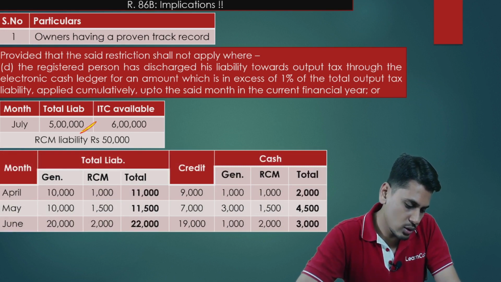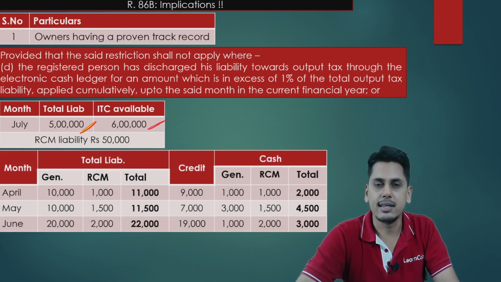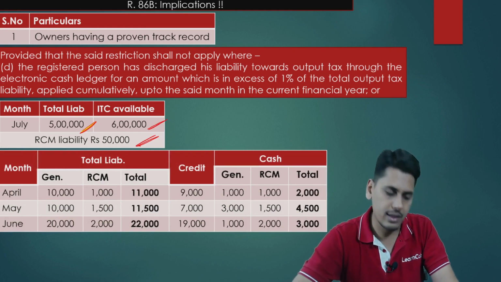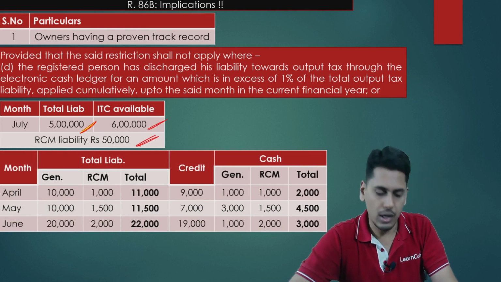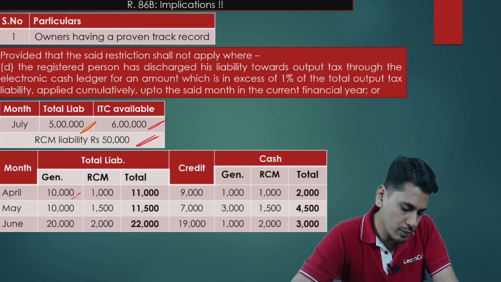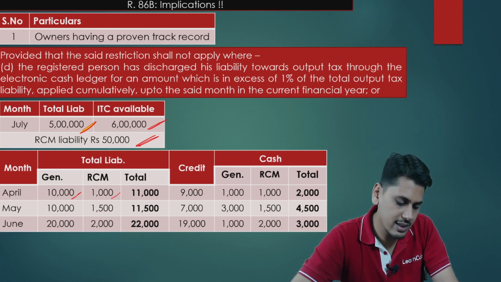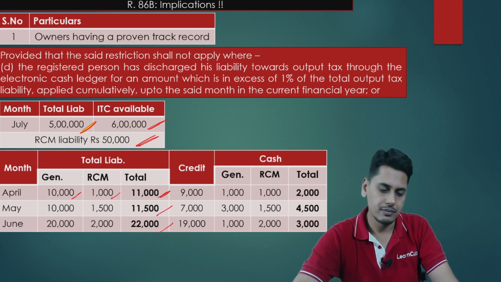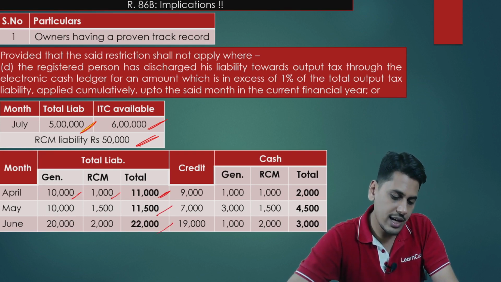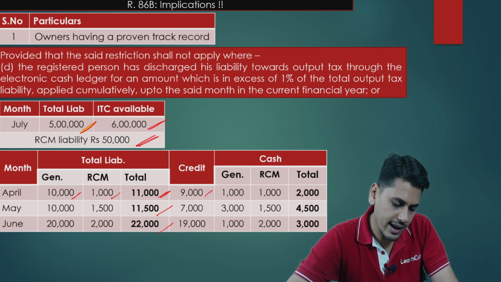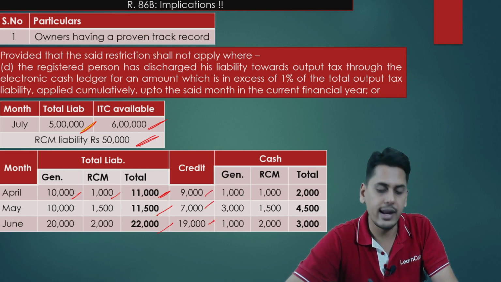So July: total liability 5 lakhs, ITC available 6 lakhs, RCM liability is rupees 50,000. The data is given for April, May and June. Your normal output tax liability is 10,000, RCM liability is 1,000. Total liability is 11,000. Similarly for May, 11,500, June 22,000. How much have you discharged through the credit ledger? For April 9,000, May 7,000, June 19,000.